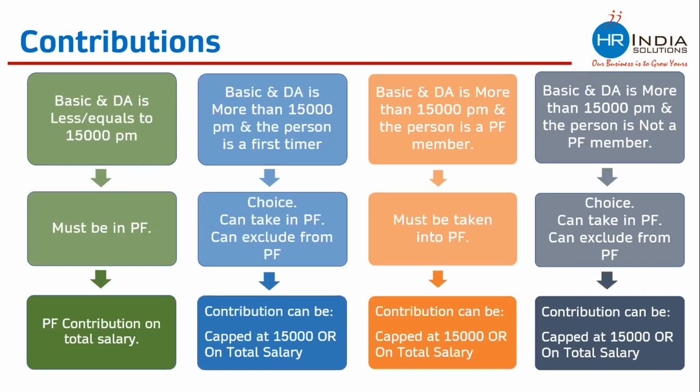So what I'm trying to say is, if the salary is more than 15,000, there is an option. If the salary is less than 15,000, there is no option. You have to pay provident fund on the total salary. If your salary is more than 15,000, you have a choice to pay provident fund on 15,000 or on the total salary.